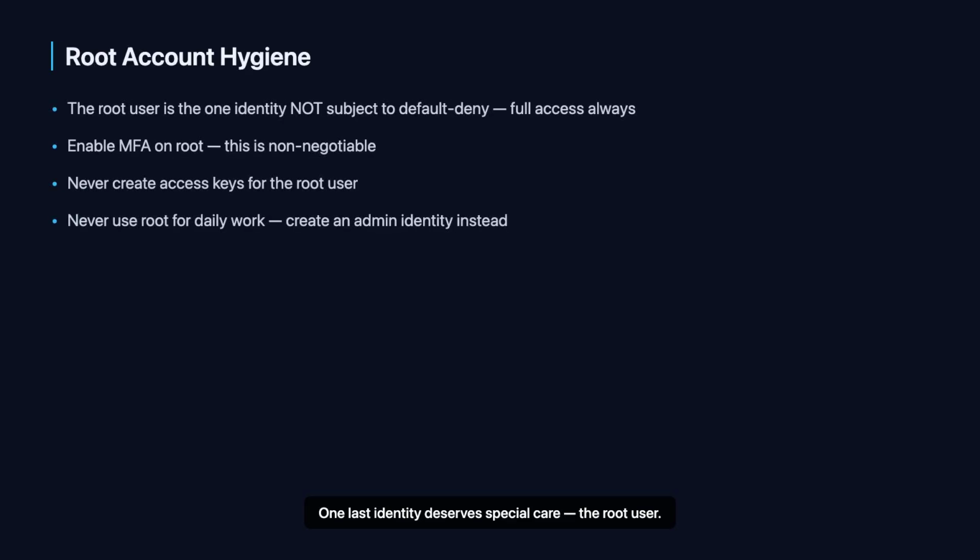One last identity deserves special care, the root user. Remember that exception in the Amazon Web Services quote? Root is the one identity not subject to default deny. It has full access to everything, always. That power is exactly why you lock it down. Turn on multi-factor authentication for root. Treat that as non-negotiable. Never create access keys for the root user, because a leaked root key hands over the entire account. And never use root for daily work. Create a separate admin identity and leave root untouched for the rare tasks that truly require it.